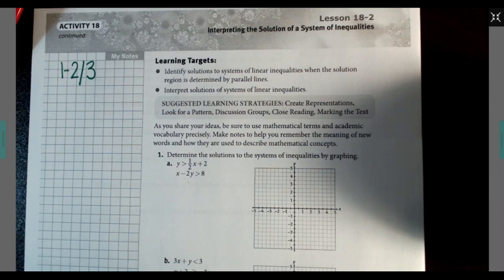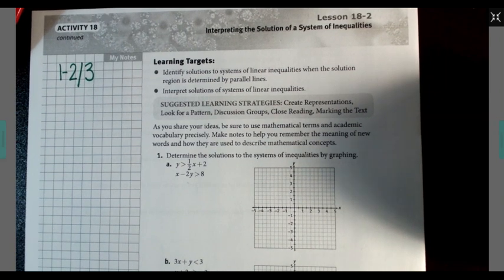Lesson 18.2 talks about interpreting the solution of a system of linear inequalities. In this lesson, we're going to split this into two separate sections. We're going to cover questions 1 and 2, and then question 3. Let's go ahead and take a look at questions 1 and 2.